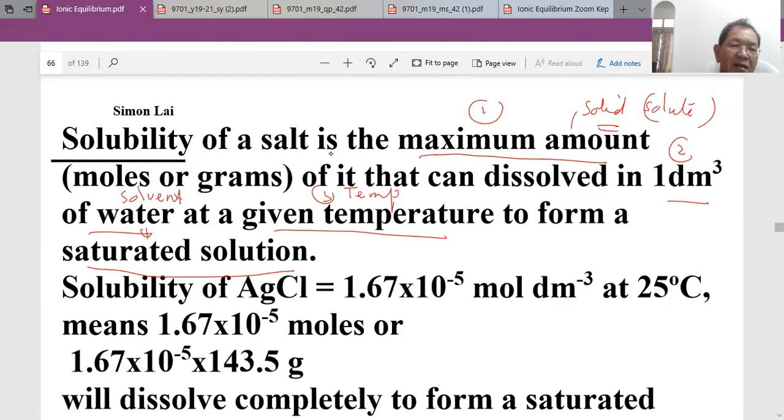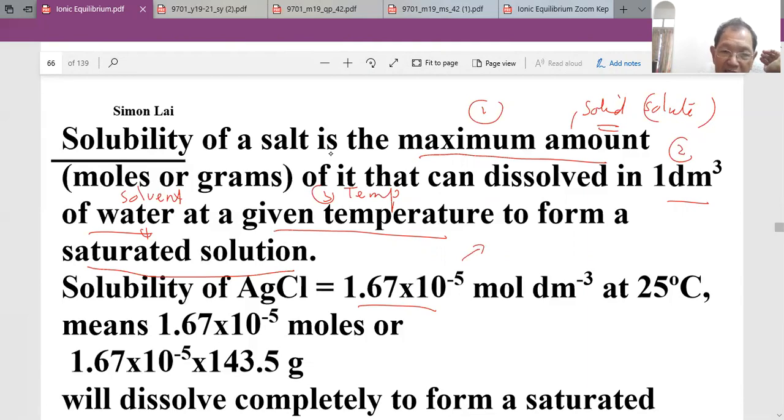The amount dissolved is called the solubility of the salt. It means you can measure how many moles per dm cube, or how many grams per dm cube, at the given temperature. For example, the solubility of silver chloride is this one here. It's a very small figure. You want to put it in a figure that you can understand.